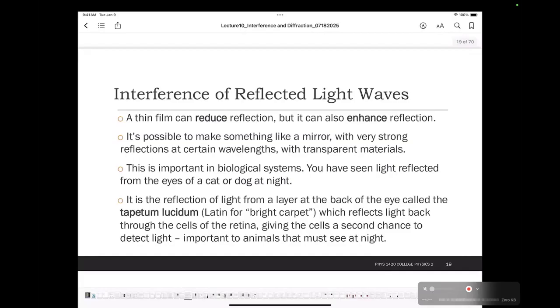That's the reason why our human eyes are not like that, because we cannot see at night. But animals have this requirement for surviving, so their eyes have this structure that gives a second chance to detect light. Does it make sense to you?